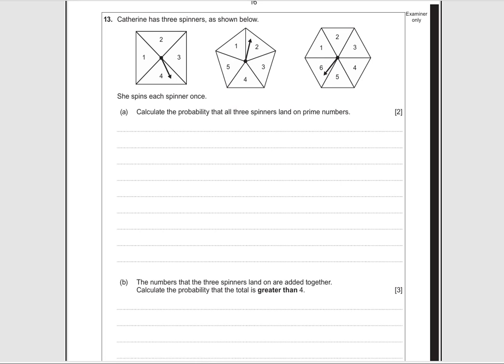Question 13. Catherine has 3 spinners as shown below. She spins each spinner once. Calculate the probability that all 3 spinners land on prime numbers. Okay, so my prime numbers are 2, 3, 5. We don't need to go any further, do we? So for this first spinner, my probability of it landing on a prime number is going to be 2 out of 4.